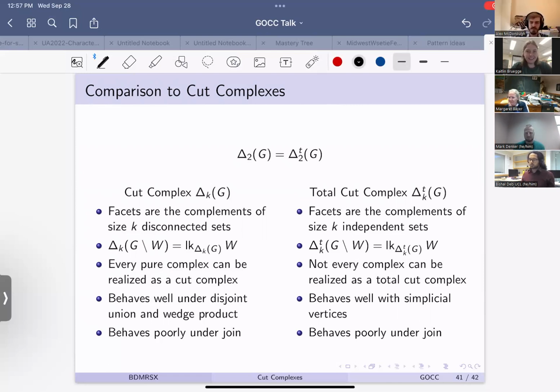I know that the independence complex is something people have looked at, and it seems like the total cut complex has a very similar definition. The independence complex is, I believe, that the faces are these independent sets of any size, so it's not pure, but this sort of feels very similar to it. Is there a connection between the total cut complex and the independence complex?